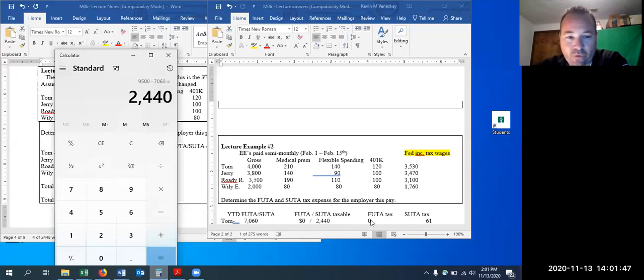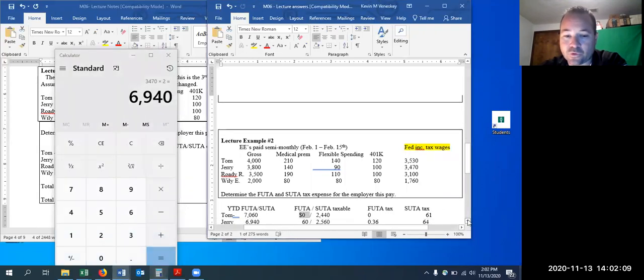Okay, so I'm going to keep a running total out down here to the side. So then it's easy to calculate my taxes. All right, for Jerry. Jerry was at 3,470 times 2. So $6,940 is our year-to-date. So close to the FUTA. FUTA, he definitely goes over. You can just do that in your head probably to see what's left. 60 bucks left to be taxed on FUTA.